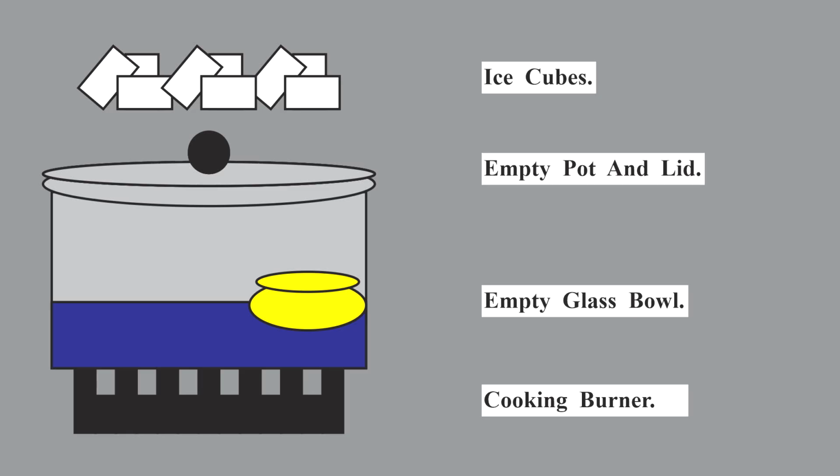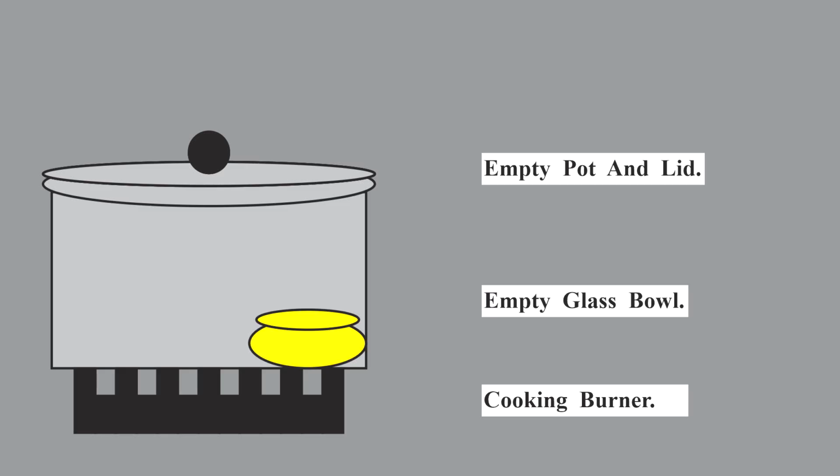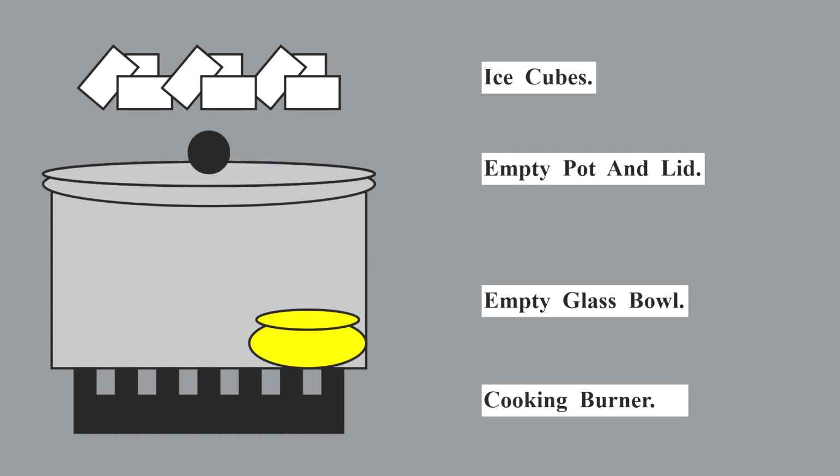For the process of creating distilled water, you will need the following items: a cooking burner, a large empty pot with the pot lid, a small empty glass bowl, and a lot of ice.